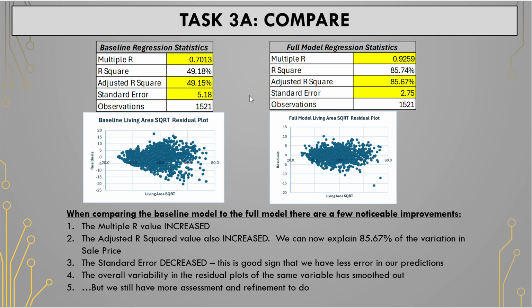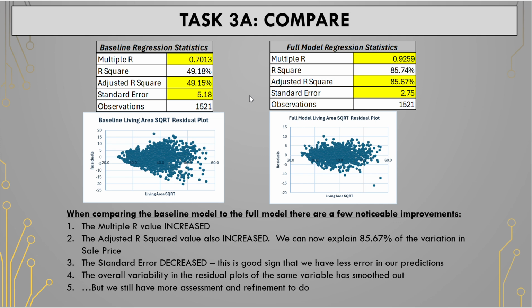The other thing is the adjusted R squared. So when we compare the adjusted R squared from the baseline to the full model, we also see a very significant increase in those values. With the baseline model, we could only explain 49.15% of the variation in sale price using the living area variable alone. When we add our other three variables, borough, fireplaces, and overall quality, we see that adjusted R squared improved to 85.67%, meaning that we can now explain 85.67% of the variation in sale price.